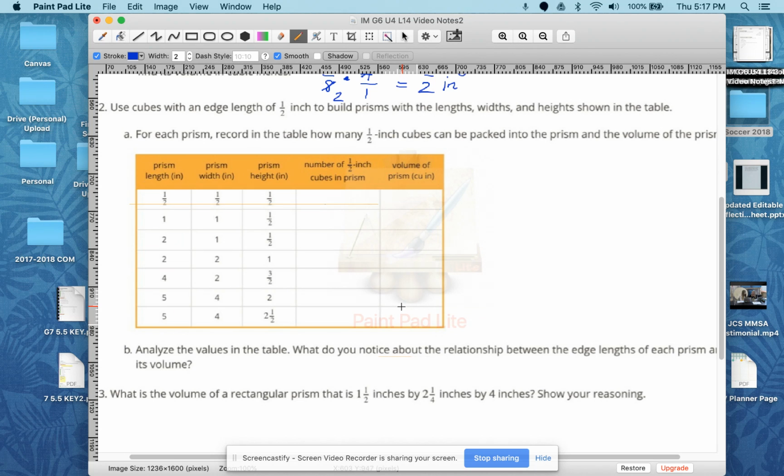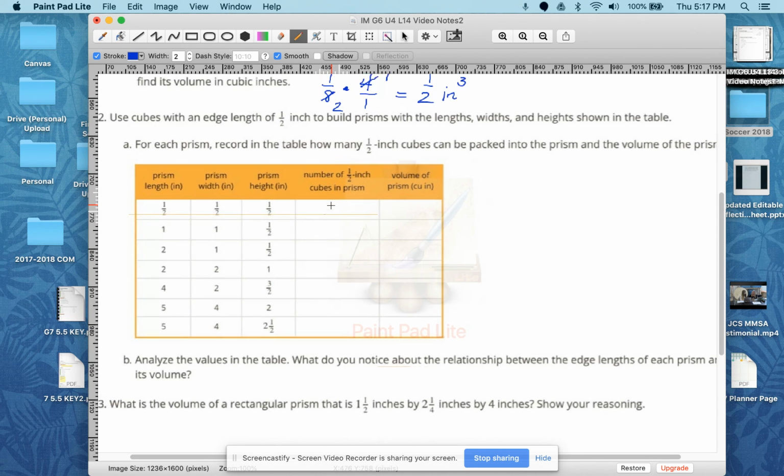And the first one says, they're talking half-inch cubes again. And they want us to fill out the number of half-inch cubes that we are going to need. And they're going to ask us to fill out the volume for each one. So what if we have a prism that's 1/2 inch in length, 1/2 inch in width, and 1/2 inch in height? How many 1/2 inch cubes is that?